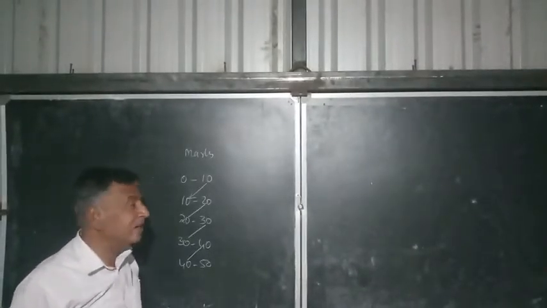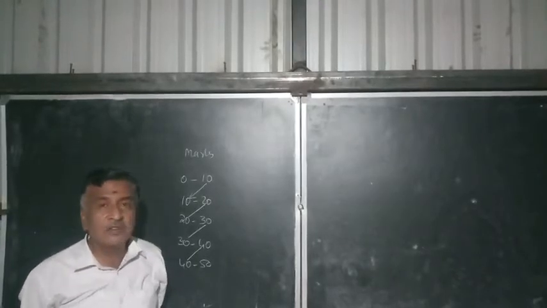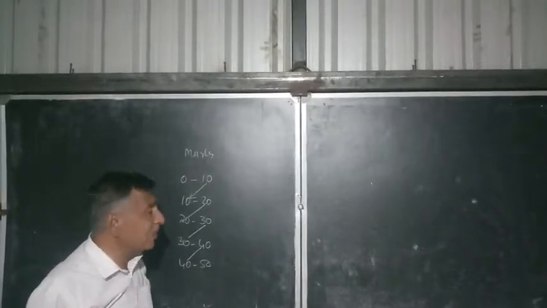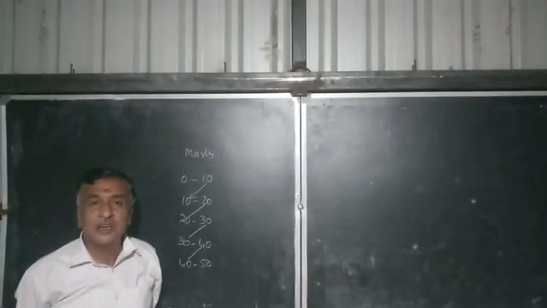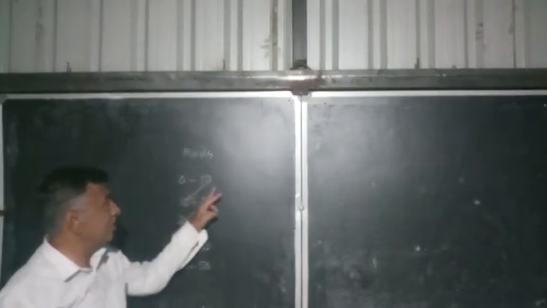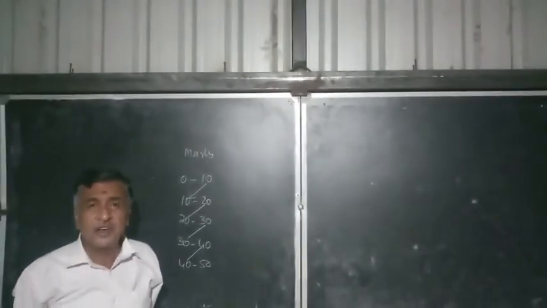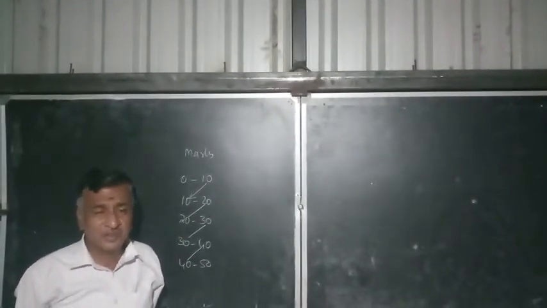In the exclusive series, the upper limit of the first class becomes the lower limit of the second class. The upper limit of the second class becomes the lower limit of the third class. Includes 0, excludes 10. Includes 10, excludes 20. Includes 20, excludes 30. Includes 30, excludes 40. Includes 40, excludes 50. This is called the exclusive series. And in this exclusive series, we do not need to make any correction. No correction is required for the exclusive series.